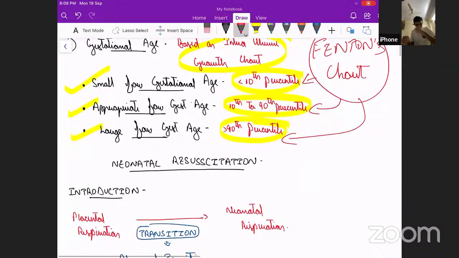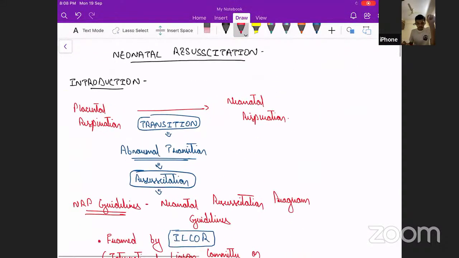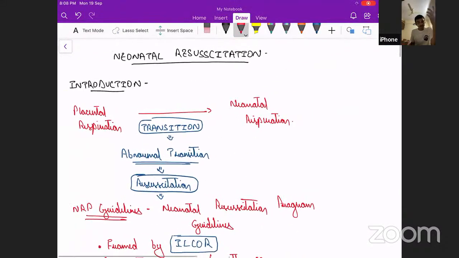Next, after getting to know a few of these terminologies and basics of neonatology, let's move on to the next important topic, that is neonatal resuscitation. Again, you can be asked either a 5-marker, 10-marker, or any 3-marker from this topic. I've tried to cover this topic as a whole as a 10-marker, but any part of this can be asked as a 5-marker or 3-marker, okay?